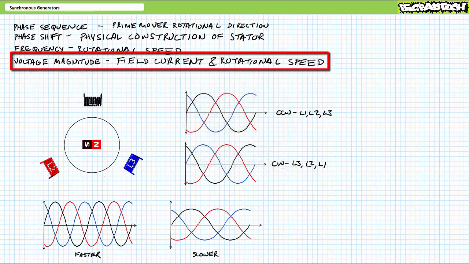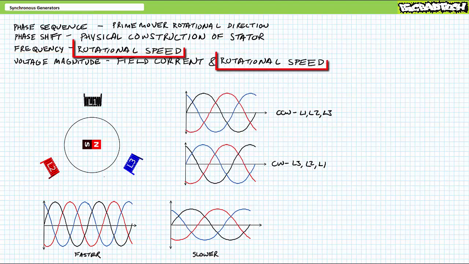This is to suggest that not only is voltage magnitude dependent upon 2 input properties, but also rotational speed of the prime mover influences not 1, but 2 resultant electrical output properties: frequency and voltage magnitude. This can present a challenge when establishing electrical output with the desired phase sequence, phase shift, frequency, and magnitude.